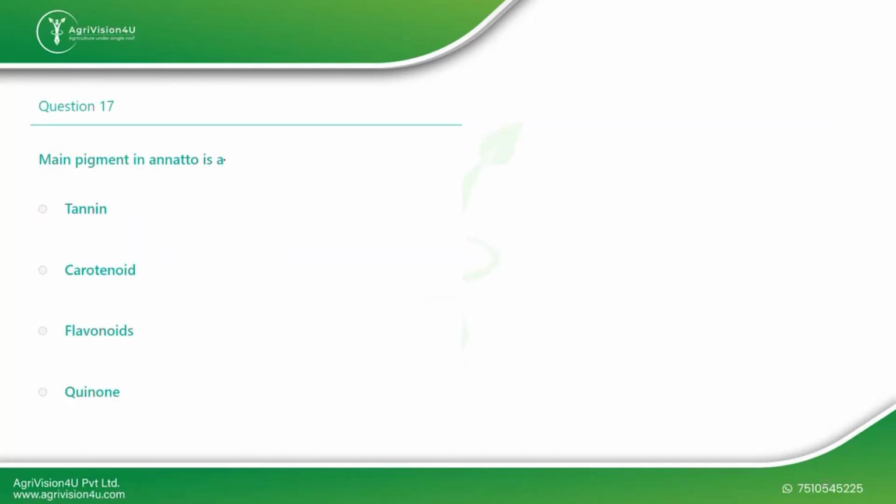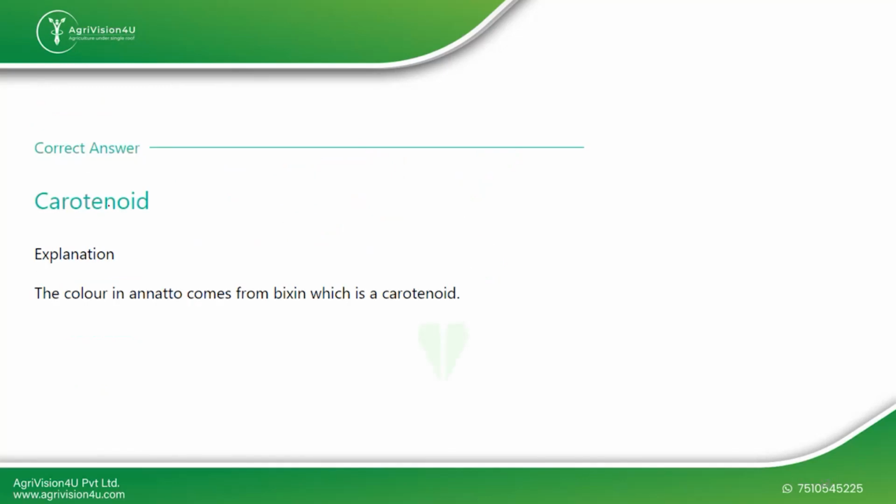The next question is, main pigment in annatto is. The main pigment in annatto is basically carotenoid. So the correct answer for this is carotenoid, because the color in annatto basically comes from the bixin, and bixin is nothing but your carotenoid pigment.